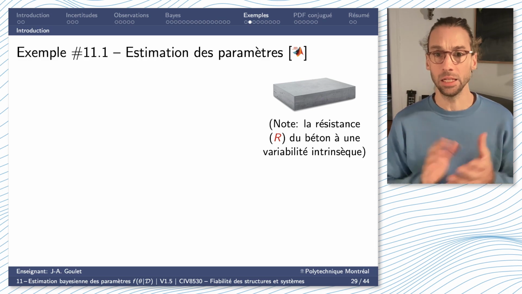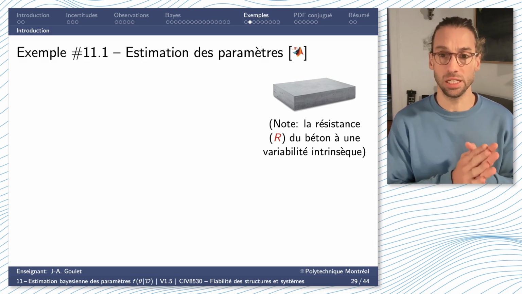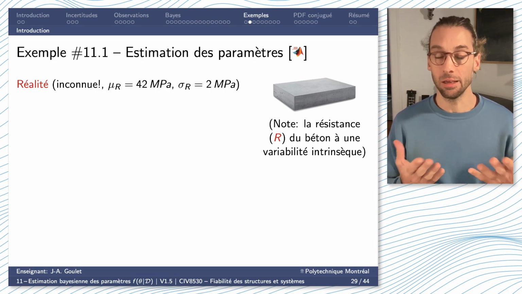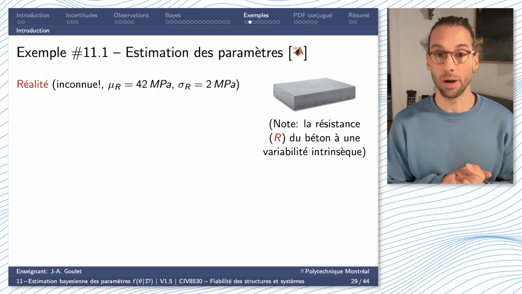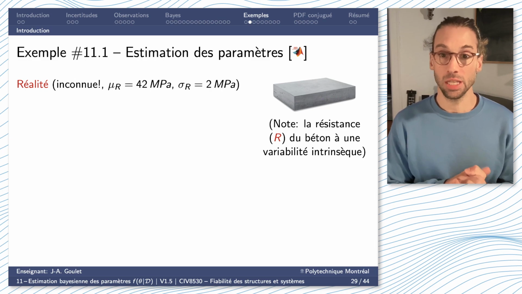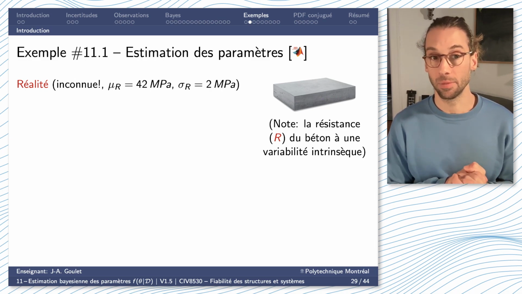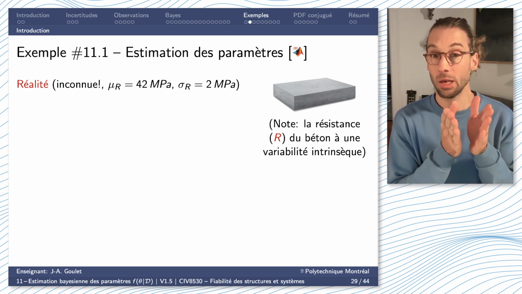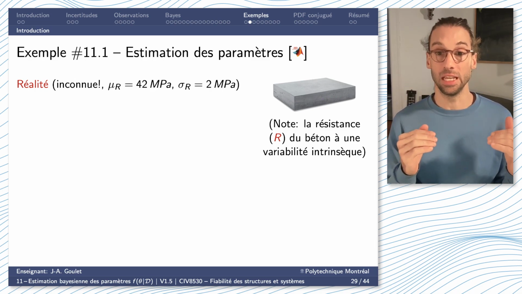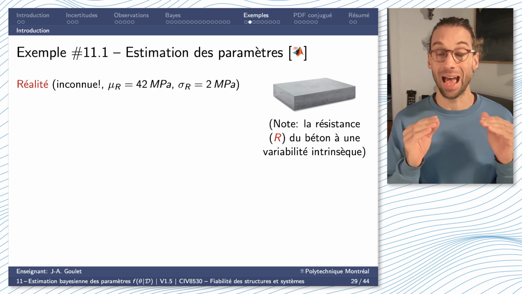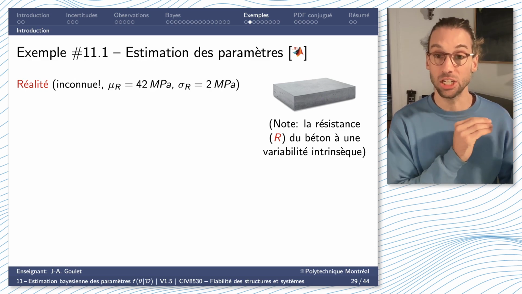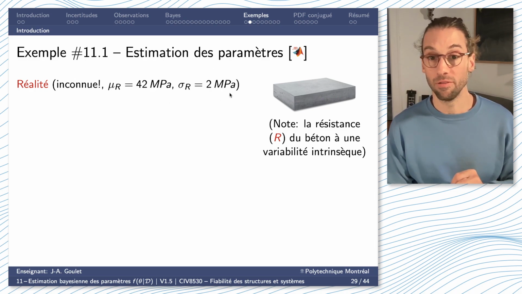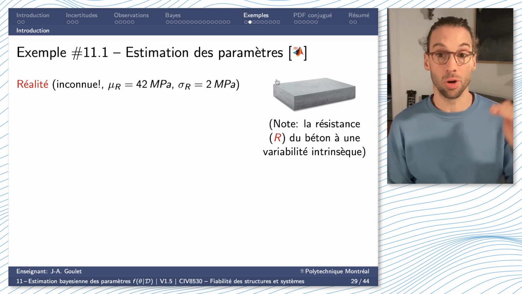So we're again dealing with an example where we're trying to characterize the resistance of a concrete, where, in reality, we assume that the mean for my resistance is 42 and the standard deviation for the resistance is 2 megapascal. I say this is a reality because I use synthetic data here, so I can fix those parameters. But for the remainder of the example I'm going to assume that these two are unknown. I'm only going to have access to realizations of observations, and I'm going to see if I can retrieve these two values that are going to be unknown throughout the example.